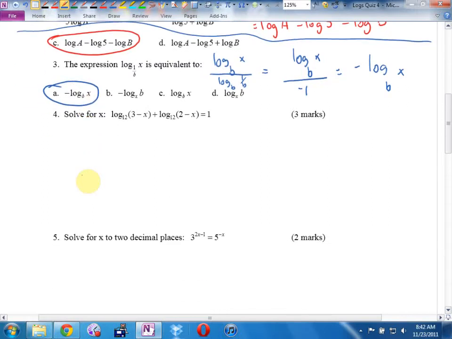Number four, this is a log equation. Our strategy for a logarithmic equation was to write it as one thing equals one thing, one term equals one term. The right-hand side already is one term, so I'm good with that. The left-hand side, I'm adding two logs. That's the same as multiplying them if the bases are the same, and they are.